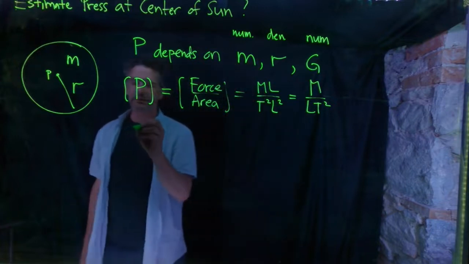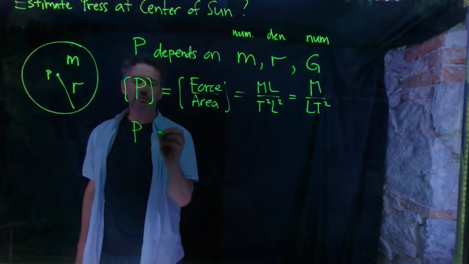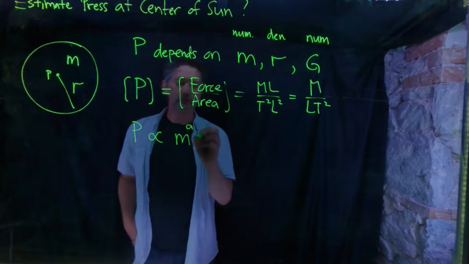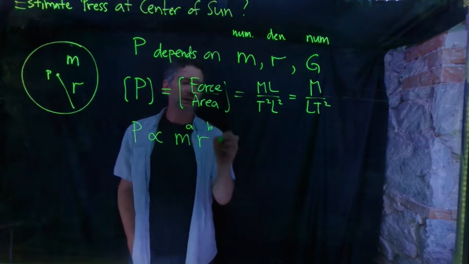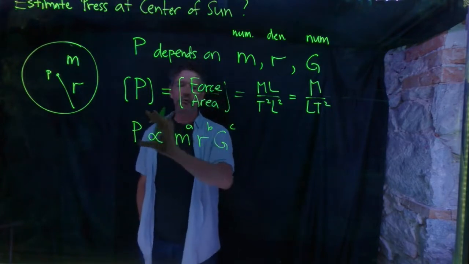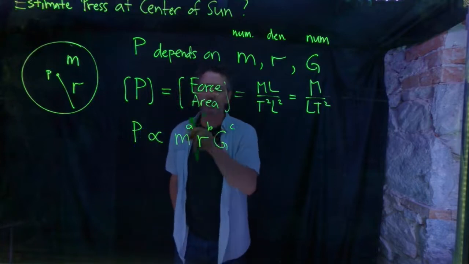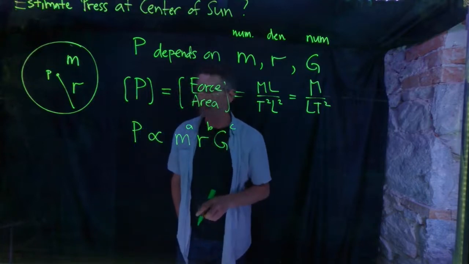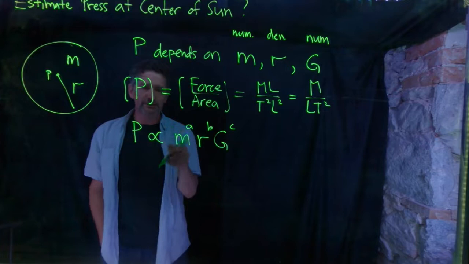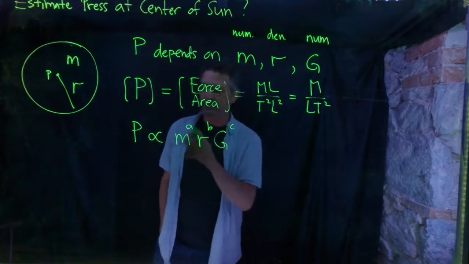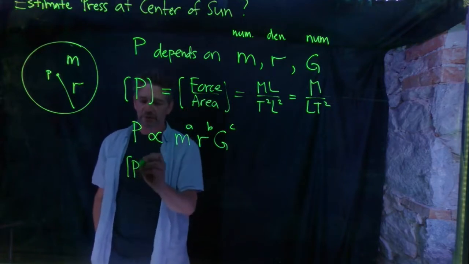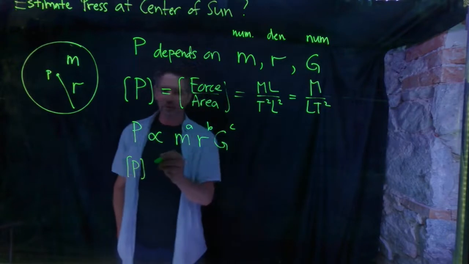So we don't know the answer, so we'll say that pressure is proportional to, let's say, mass to some unknown power a, the radius of the sun to some unknown power b, times Newton's gravitational constant to some unknown power c. So what we're trying to do is use dimensional analysis to solve for these unknown powers a, b, and c. Given this expression, proportional means up to some unknown numerical factor without dimensions. It could be a half here, it could be a 2, it could be a pi, whatever, doesn't matter.